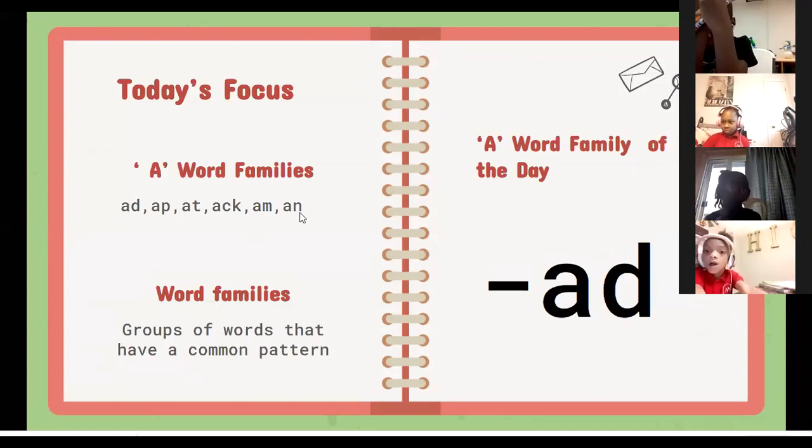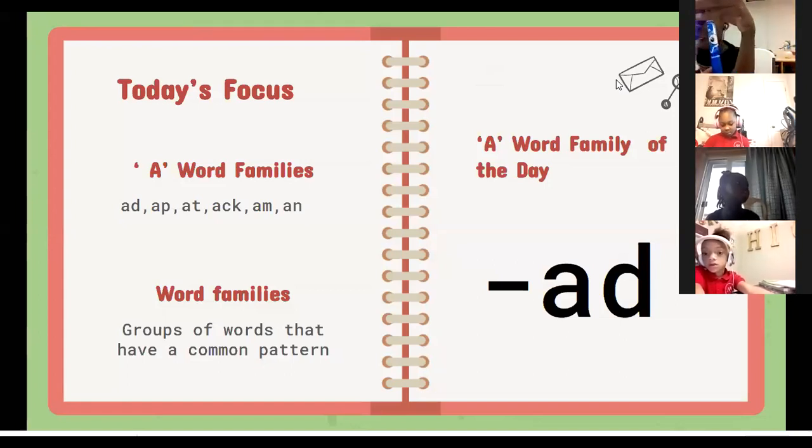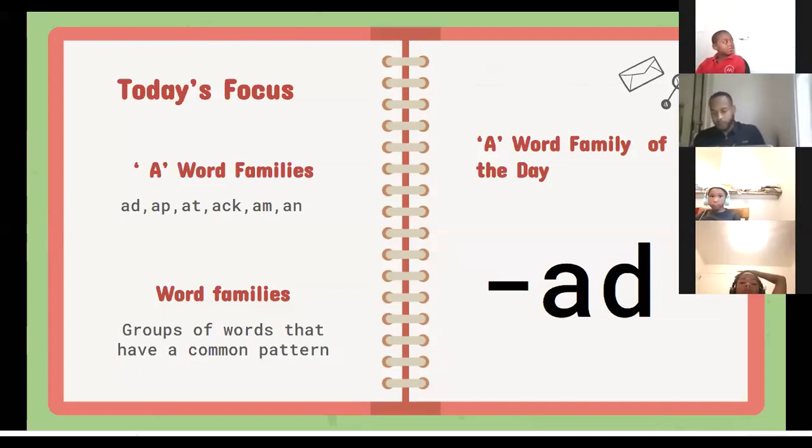Nasir, what is a word family? Take it off mute. A word family is a sight word. No, sir. A word family is a group of words. Repeat after Miss Adams. Nasir, a word family is a group of words that have a common pattern. Thank you, Nasir. Let me see who else can help me.